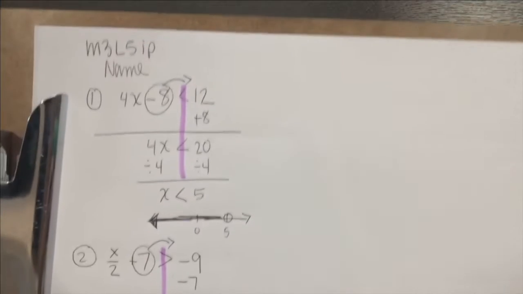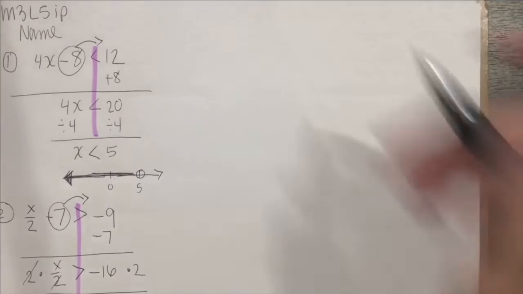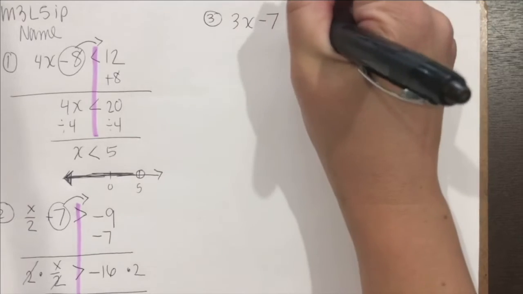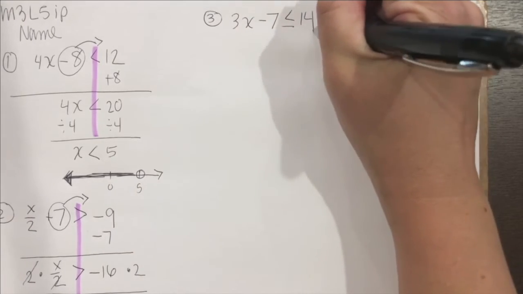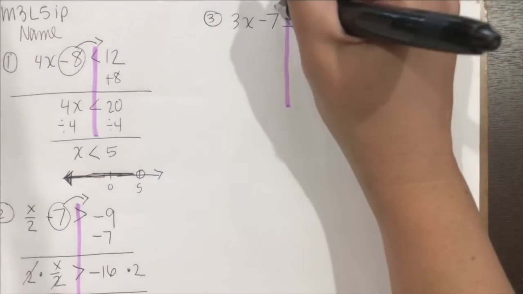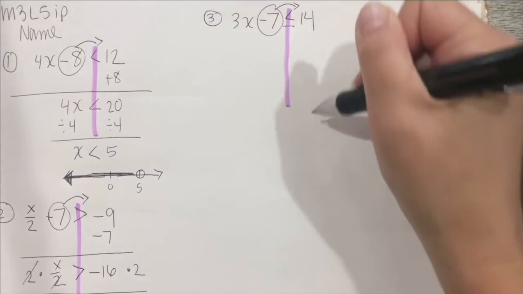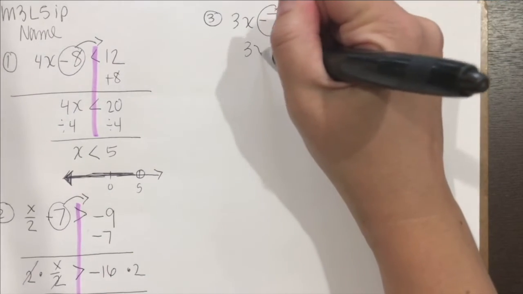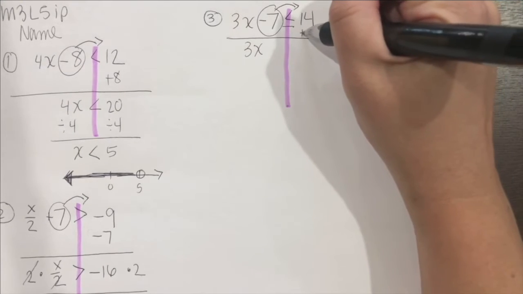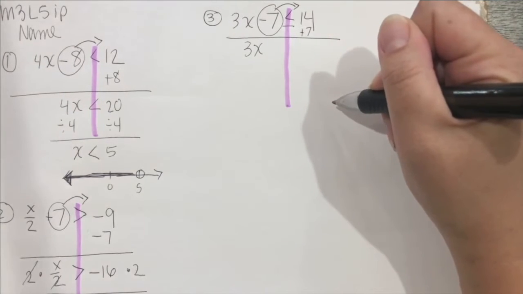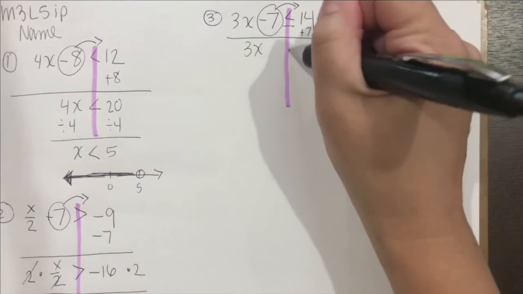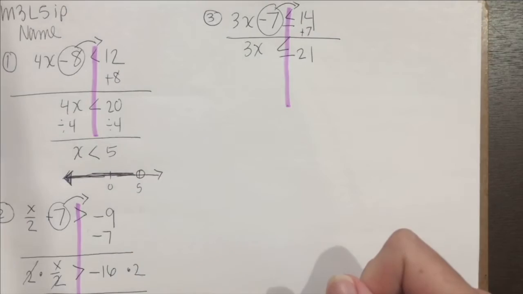All right, let's do number 3. 3x minus 7 is less than or equal to 14. Take that negative 7, flip it over the board, and we'll have 3x over here, and negative 7 becomes positive 7 on that side. So 14 plus 7 is 21. The sign stays the same, less than or equal to.